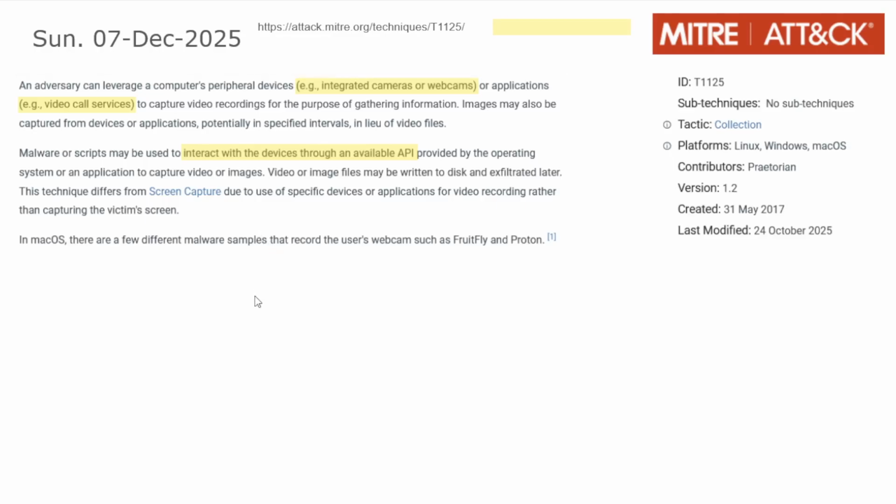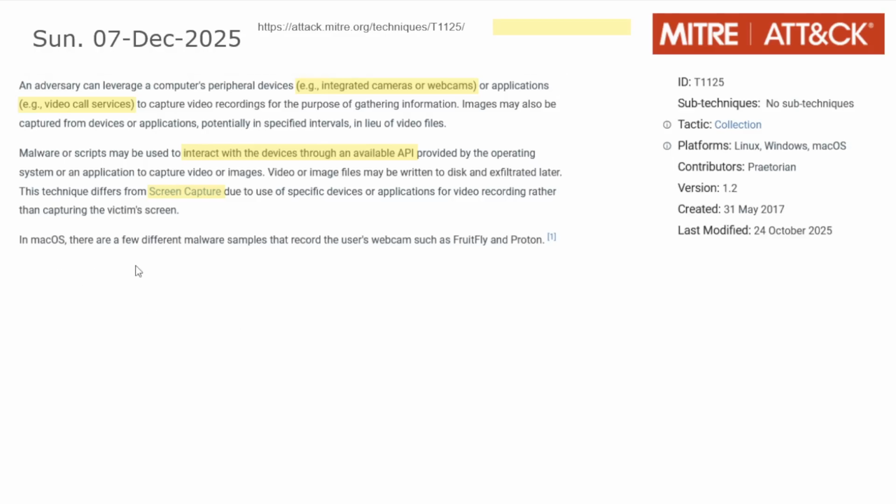Yes, and then this technique differs from screen capture due to use of specific devices or applications for video recording rather than capturing the victim's screen. Screen capture is another technique that I will do right after this video. I've seen it already on Mitre, screen capture. So we will do an entire capture series this week.